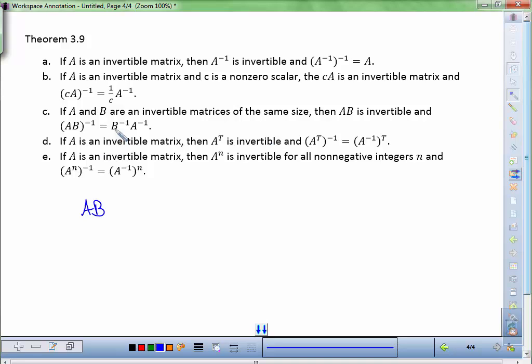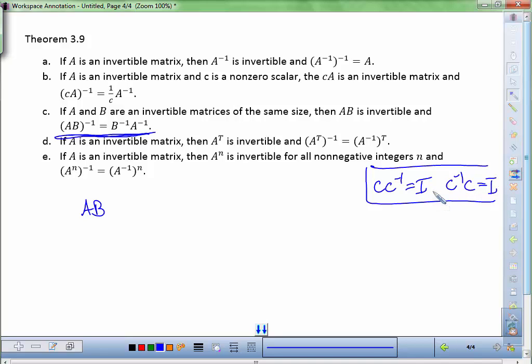Well, they tell us that the inverse of AB is supposed to be equal to this, right? So remember the rule for the inverse. I'm going to use a different letter for this matrix: C C inverse equals the identity, and C inverse C is equal to the identity. So we want to make sure that we get this from both sides. So this is our matrix AB, and let's show this is true for this inverse. By that, I mean, let's multiply by the inverse on the right side and see what happens. So AB is the first matrix, and the inverse of AB is supposed to be B inverse A inverse.